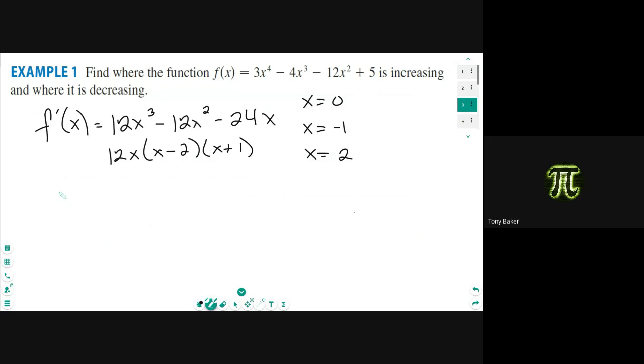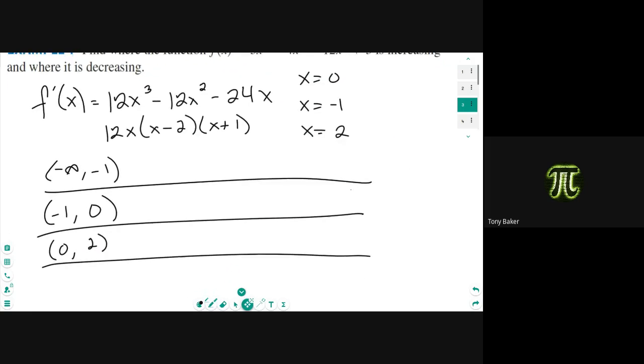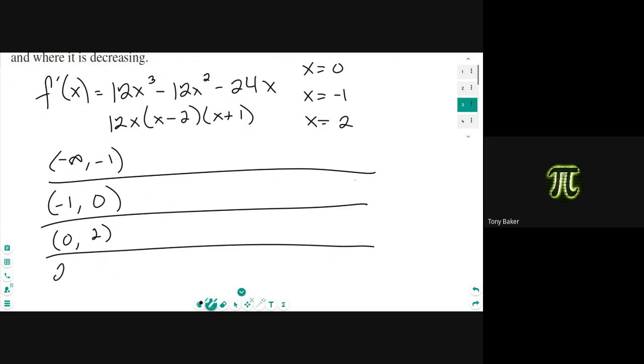So the first one is going to be negative infinity to negative 1. Then I have -1 to 0, 0 to 2, and 2 to infinity. So those are my ranges.